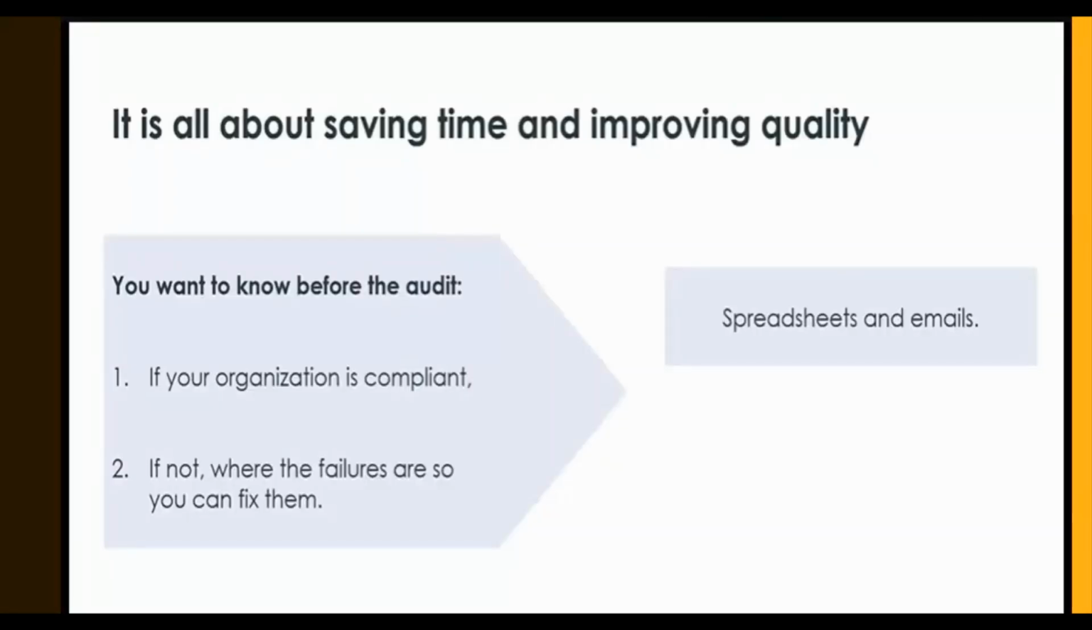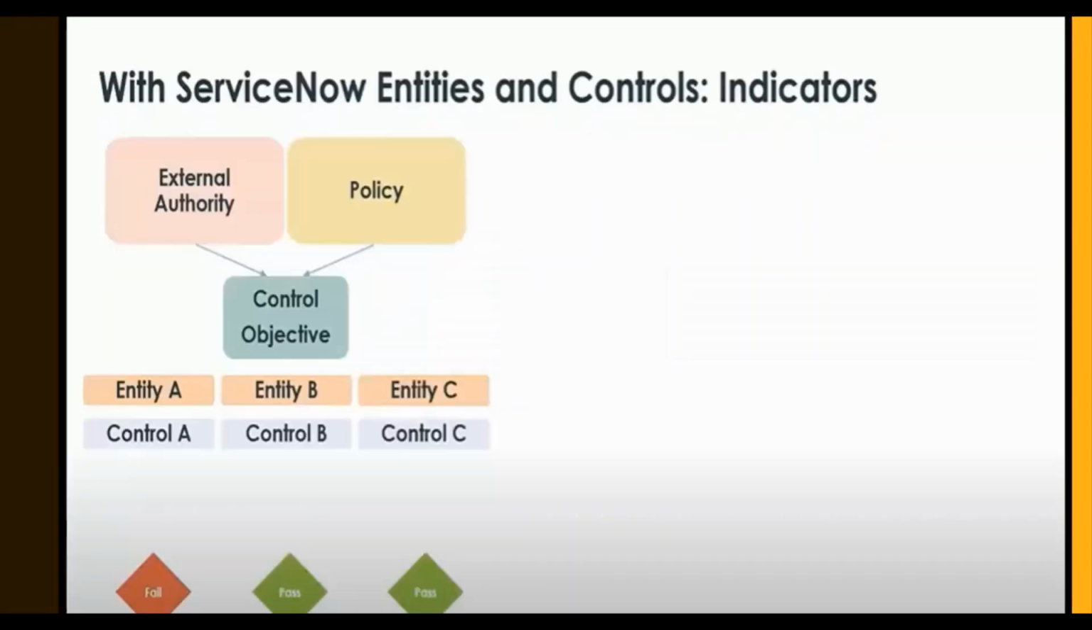Basically, indicators are all about saving time and improving the quality of the work. Before the audit we can check whether our organization is compliant, and if not, where the failure is, so we can fix that. Generally that is the reason we are using the indicators.